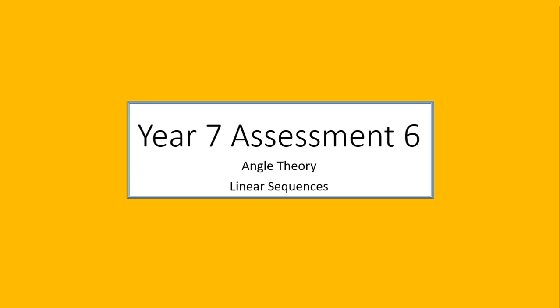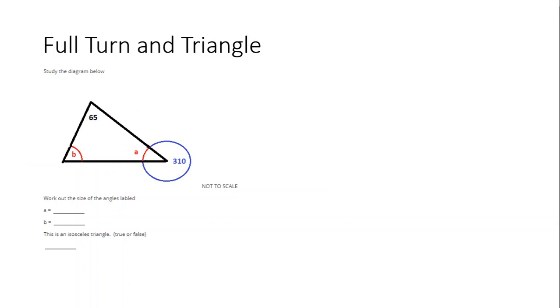Hey Year 7s, let's take up Assessment 6. Mostly we're looking at just angle theory and linear sequences. So here we've got the full turn and a triangle.